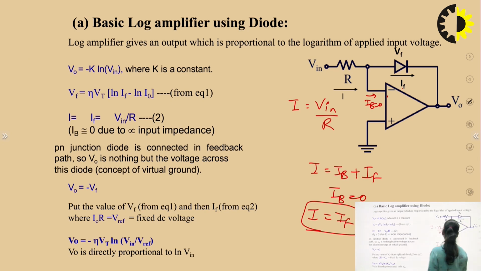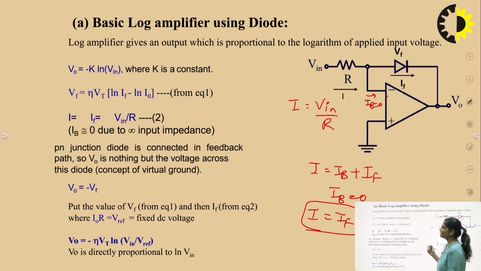So I_F is equal to what? I_F is equal to V_in upon R. Now I is equal to I_F, which is equal to V_in upon R. And from the previous slide, the current equation for the diode is V_F equal to eta V_T (ln I_F minus ln I_0).